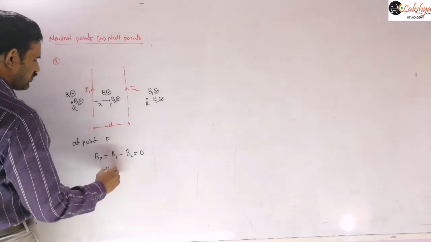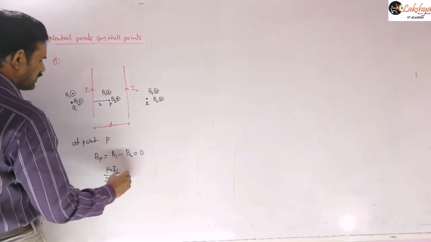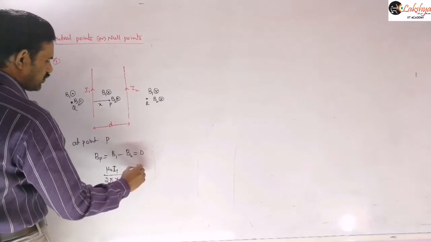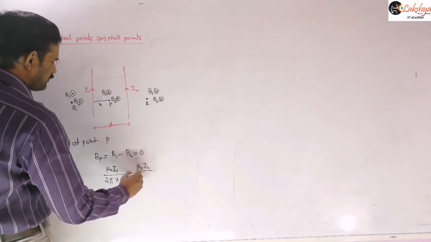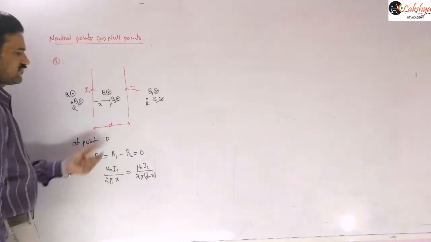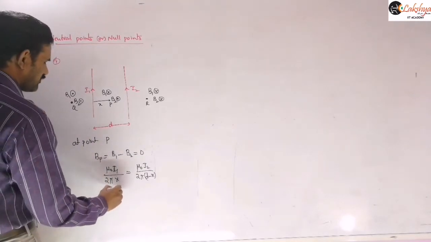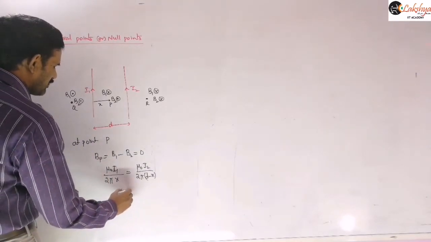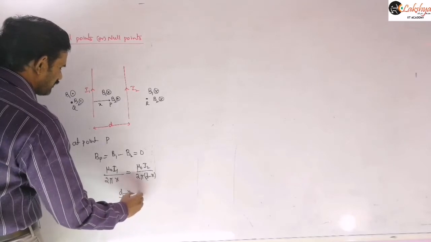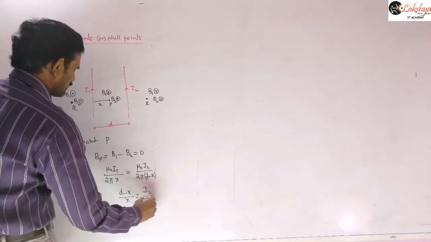So mu naught I1 by 2 pi x is equal to, I am writing here, mu naught I2 by 2 pi (d minus x), because if one is x then automatically the other will be d minus x. So therefore I can write this as (d minus x) by x is equal to I2 by I1.